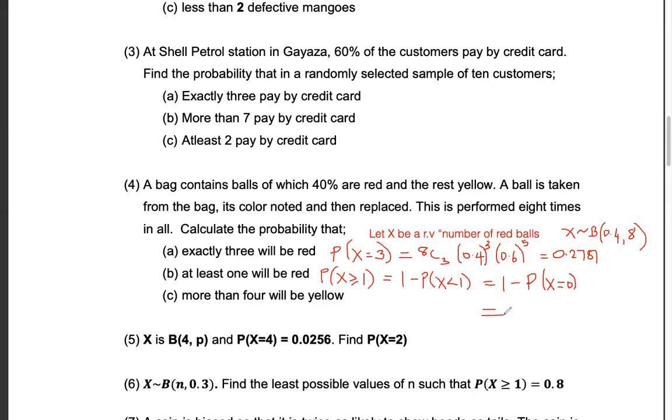Which is? 1 minus 8 combination 0, which is 1, times 4 out of 10 to the power 0, and then 0.6 to the power 8. And what are you getting here? 1 minus 0.0168. And your final answer? 0.9832. Okay, guys. Anyone who got a different answer from what your friend has just told you?